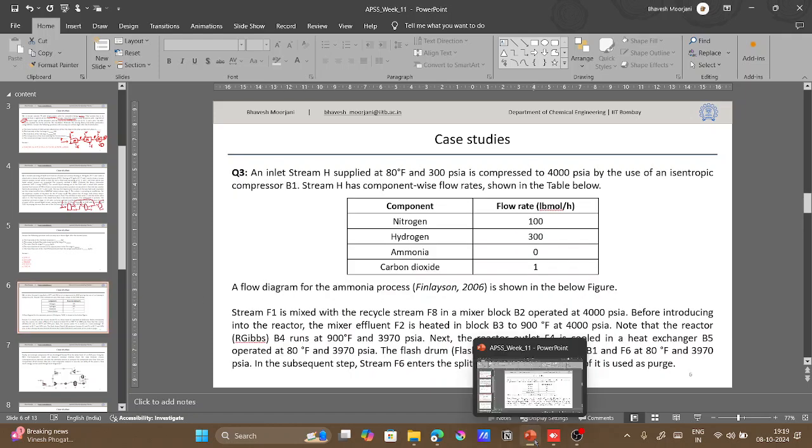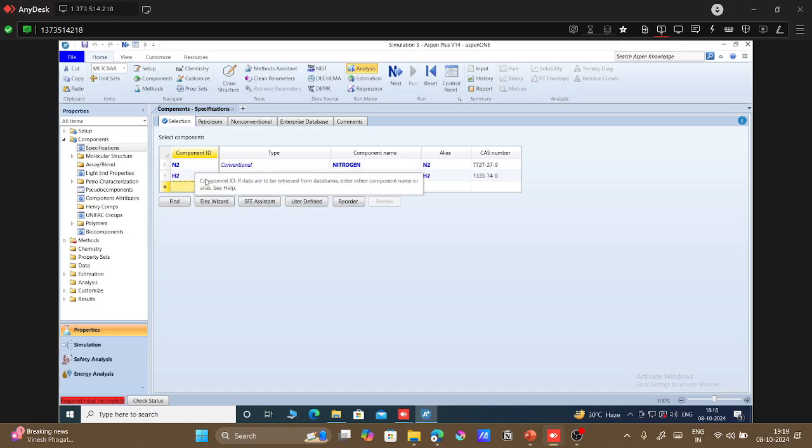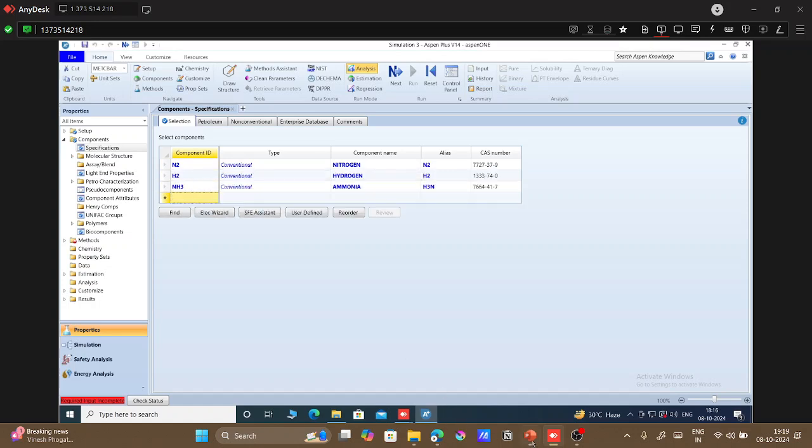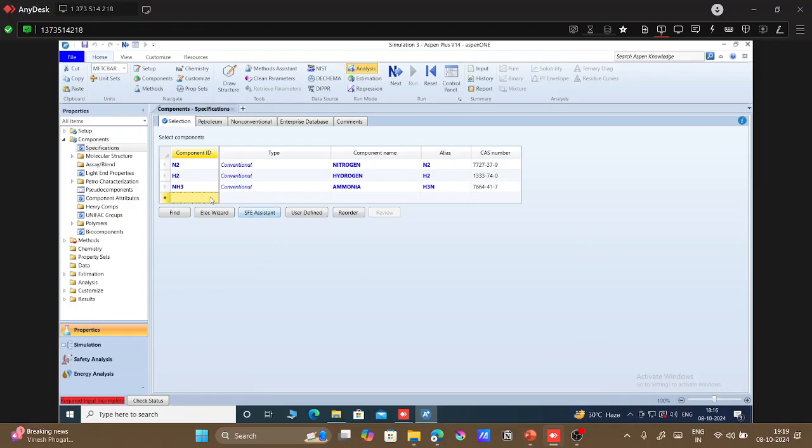First, let's add all of the components. So we have nitrogen, hydrogen, ammonia and carbon dioxide, which is acting as an inert in this case, so CO2.